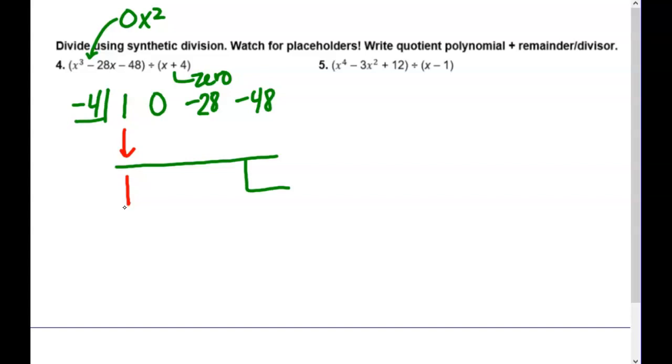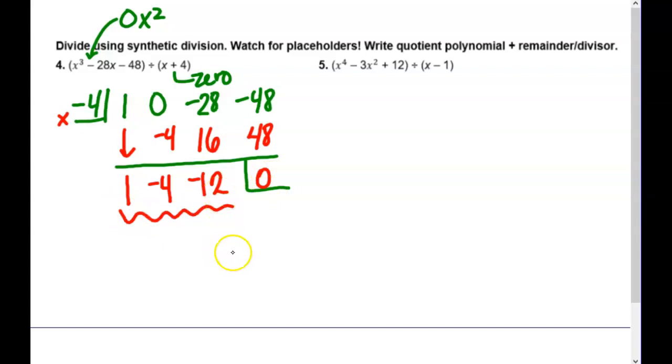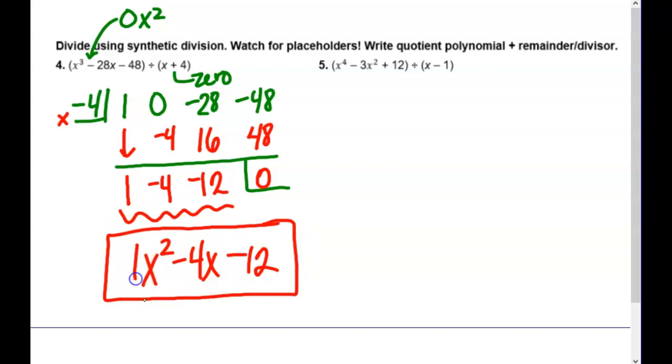And then it's multiply, add, but what am I multiplying? -4 times 1, okay? -4 times 1 is -4. 0 plus -4 is -4. -4 times -4 is, this is what I'm multiplying by, is this guy up here. -4 times -4 is 16. -28 plus 16 is -12. -4 times -12 is +48, which is 0. So there's no remainder, but what does this mean the divisor is? Well, start at the back and it's a constant. The next one, that -4, gets an x, and the 1 gets an x squared. You can leave the 1 out there if you want.